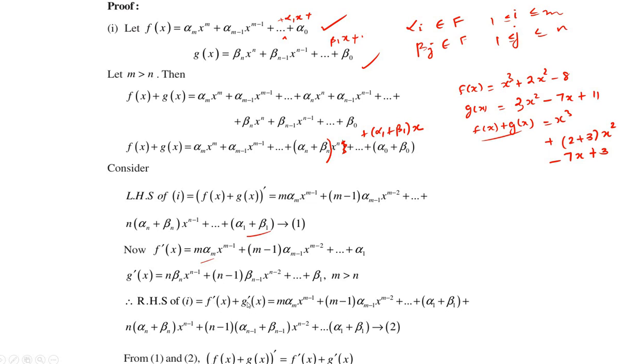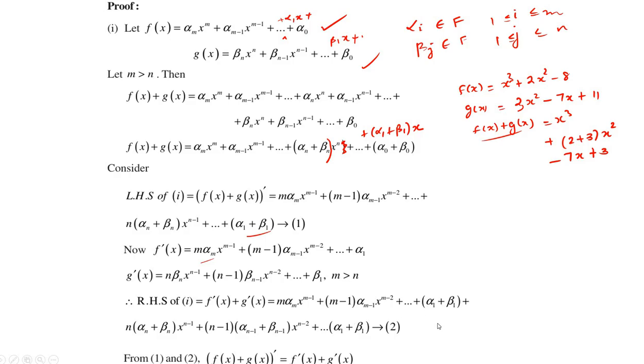Now you consider RHS. We have found the derivative of f of x, and we have found the derivative of g of x. We have to add them up for the RHS. So when you add them up, this is what you get: m, because m is greater than n, first we are writing that, and then the rest you have.